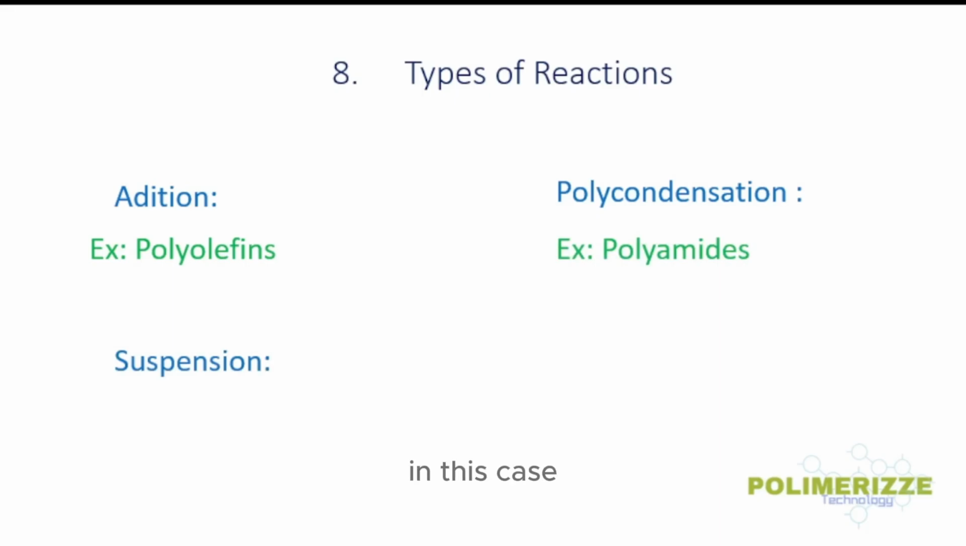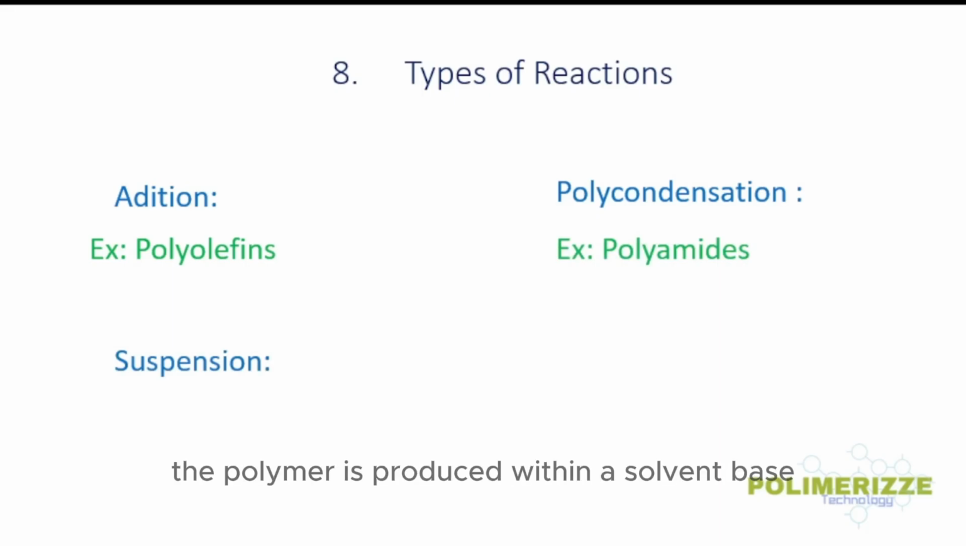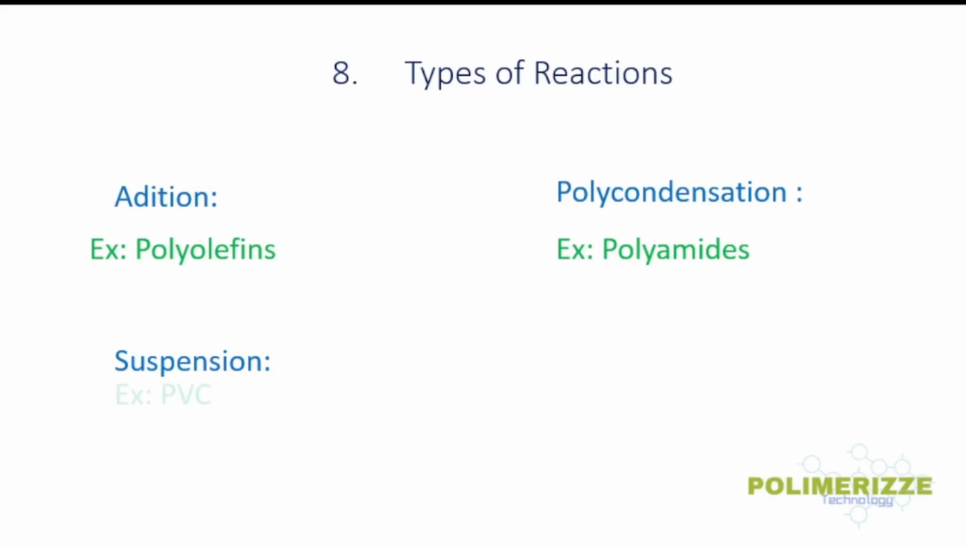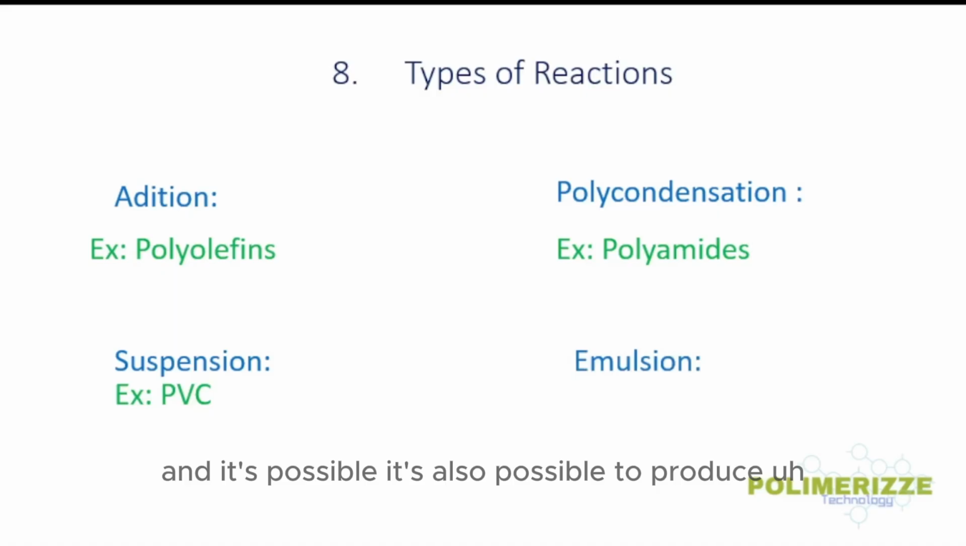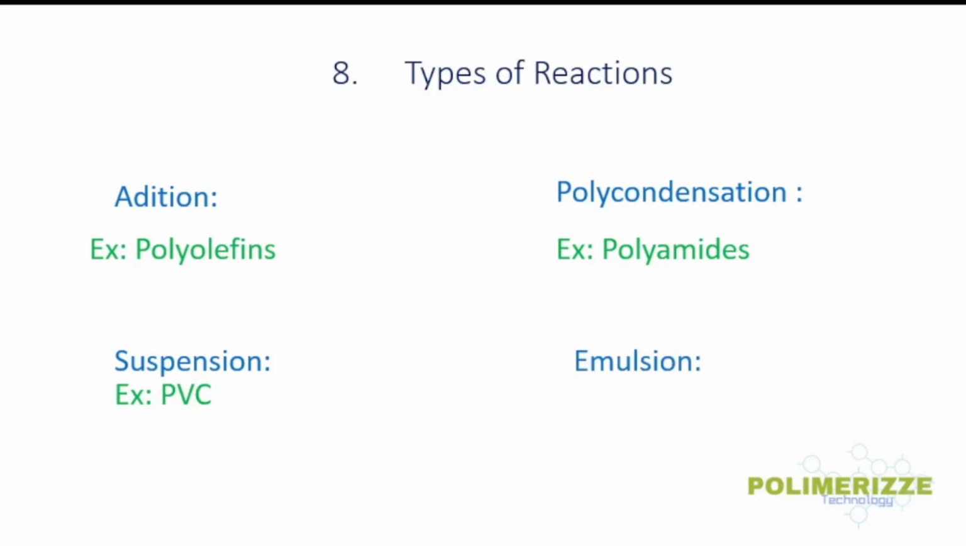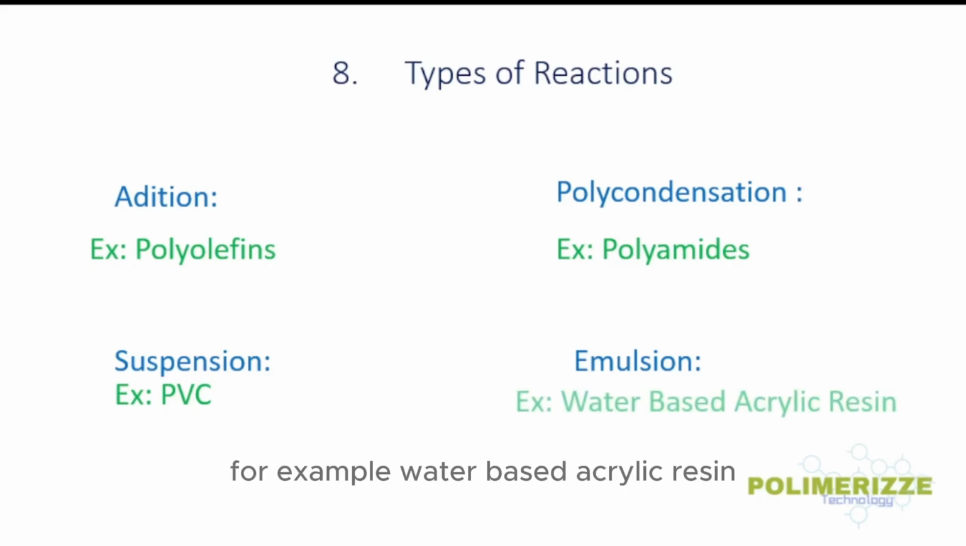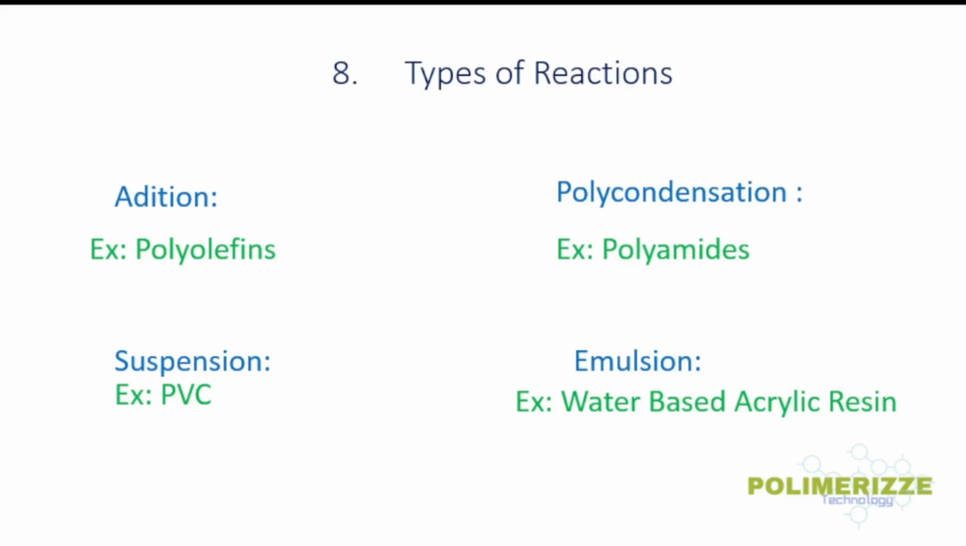Suspension polymerization. In this case, the polymer is produced within a solvent base. For example, PVC. It's a liquid phase polymerization. And it's also possible to produce polymers by emulsion polymerization. In this case, the polymer is produced within an emulsion. For example, water-based acrylic resin, a very common resin to use for paintings and adhesives.